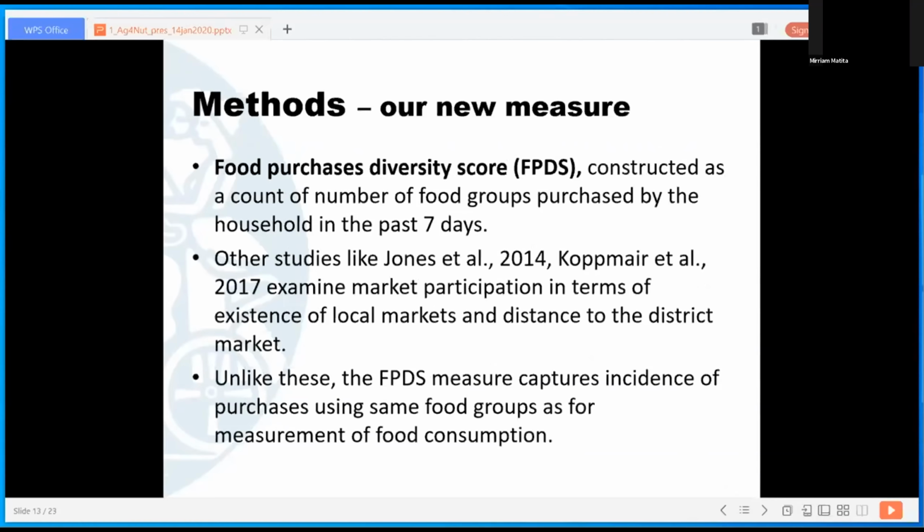Next slide. Okay, so as Helen has explained, our new measure, we are calling it the food purchases diversity score. We have constructed this as the count of the number of food groups purchased by a household in the past 7 days. As mentioned, previous studies have looked at market participation, but they were more concerned with the distance to the district market and the existence of a local market. But in this study, we are using the actual purchases, the incidence of the purchases that the household has made, in the measurement of food consumption.